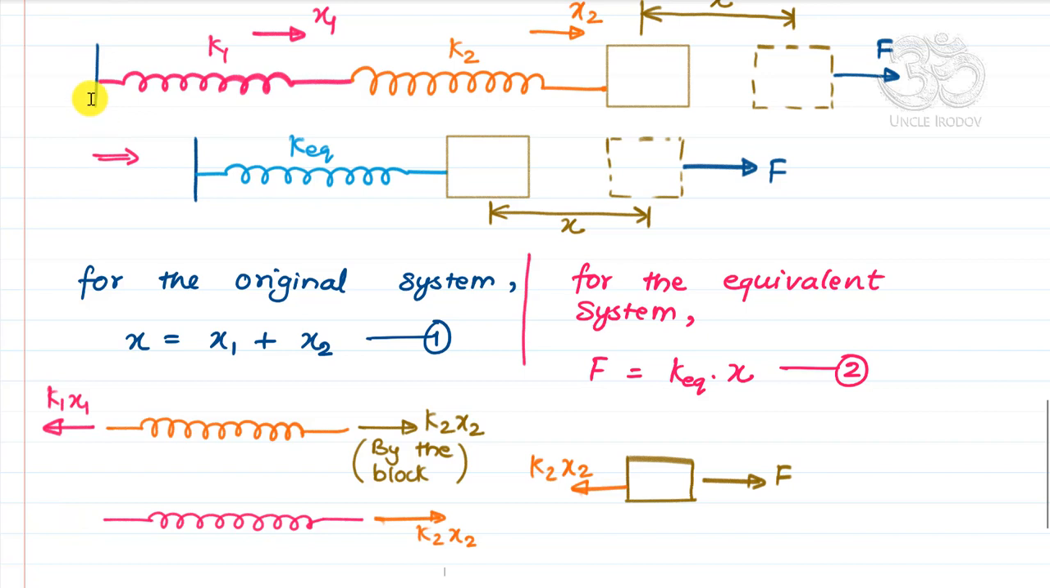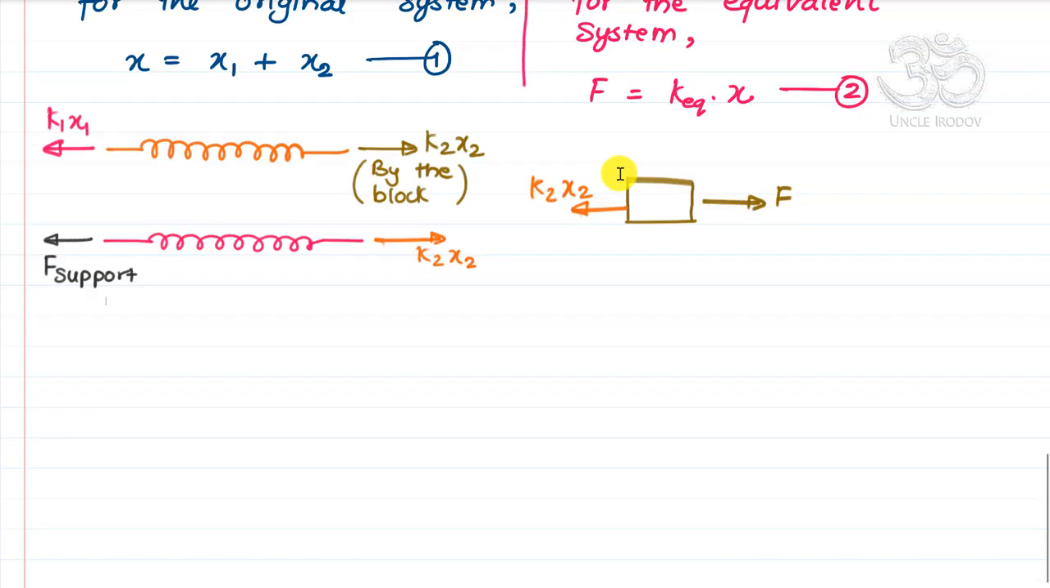If that support is not present, then as you apply a force on the block, the two spring system will start accelerating towards the right. So there will be a force by the support in the leftward direction. Let me say that that is some F support. And all these springs are in equilibrium, right? So the pink spring as well as the orange spring and the brown block, everything is in equilibrium.